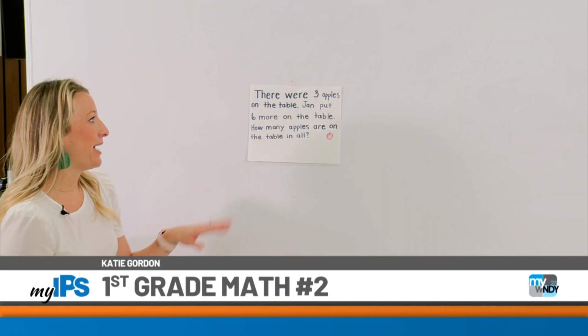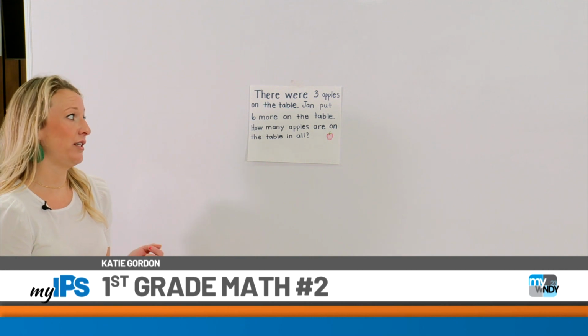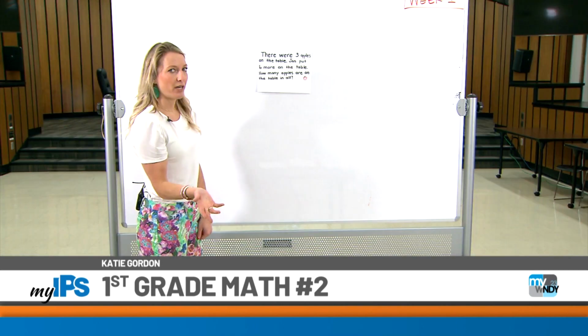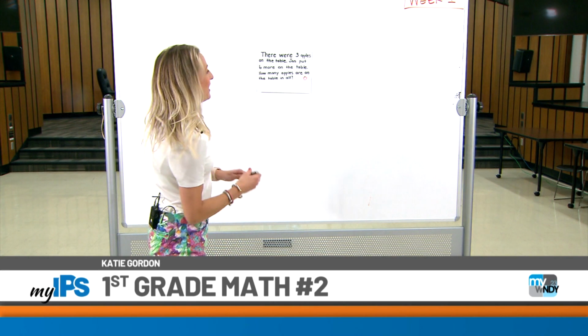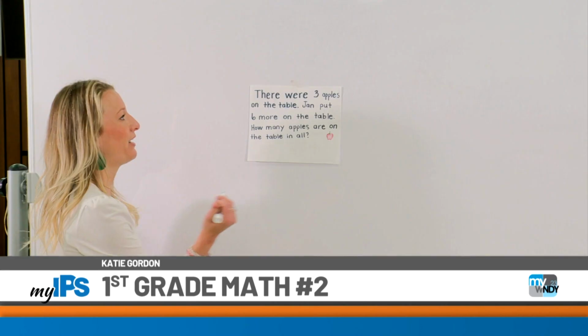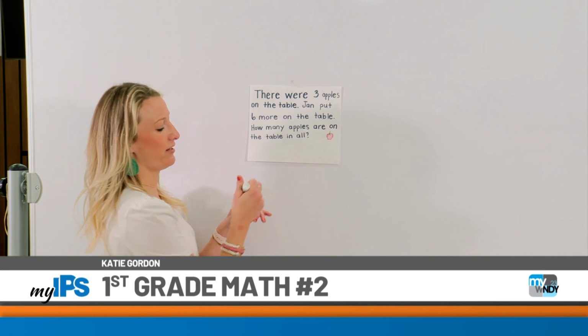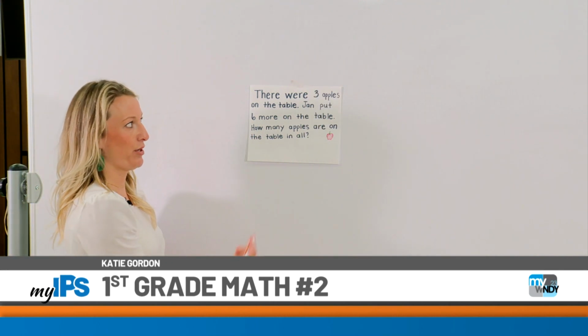There were 3 apples on the table. Jan put 6 more on the table. How many apples are on the table in all? So after I read the problem, then I'm thinking to myself, okay, what do I already know about the problem? So then I'm going to go back into the story and identify those key parts. So I know that we're talking about apples. So Miss Gordon drew an apple just to remind herself. Then she's going to go find the important parts of the problem.